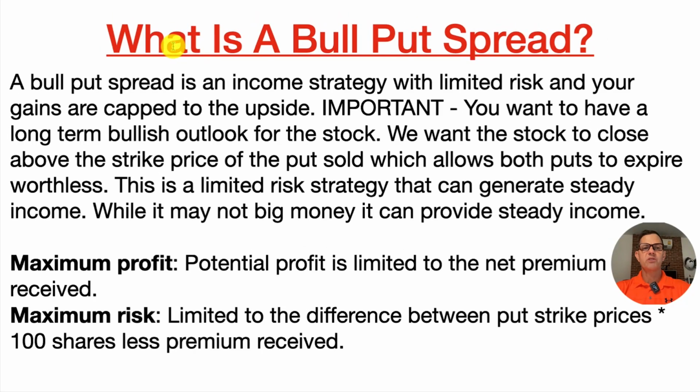What is a bull-put spread? A bull-put spread is an income strategy with limited risk, and your gains are capped to the upside. And it's really important: you want to have a long-term bullish outlook for the stock. We want the stock to close above the strike price of the puts sold, which allows both puts to expire worthless. This is also a limited risk strategy that can generate steady income. While it may not be big money, it can definitely provide steady income. Our maximum profit is limited to the net premium we receive, and our maximum risk is limited to the difference between the put strike prices times 100 shares less the premium that we receive.